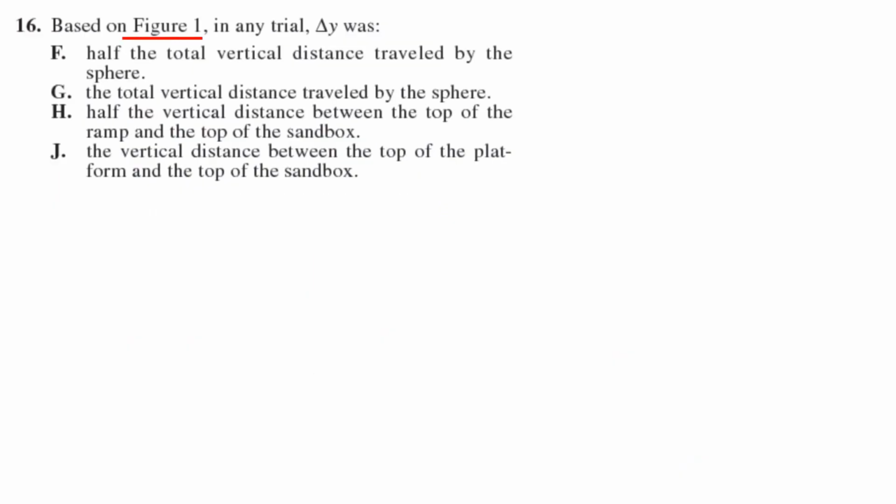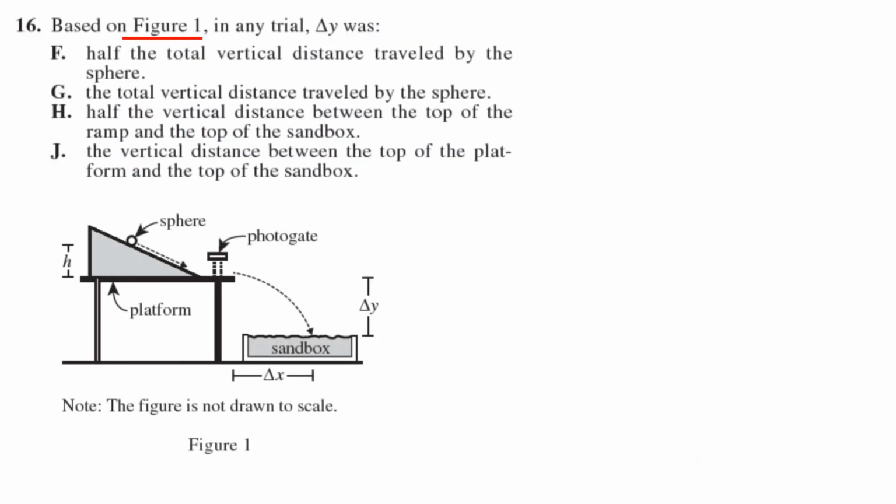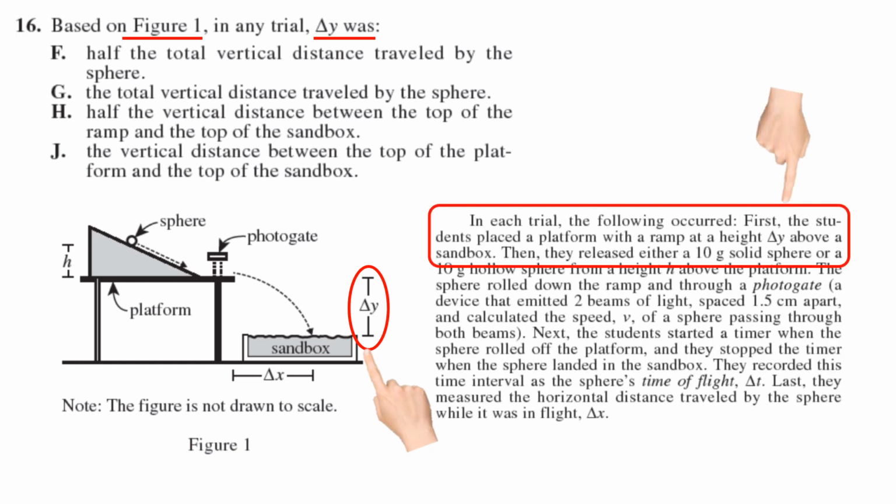Number 16, based on figure 1, in any trial, Y was. So what is Y? What does that represent? What does that stand for? And you may see it from the picture, or you may have to go to the reading, and it says the students placed a platform with a ramp at a height Y above a sandbox. So it's the distance between the sandbox and the platform, so J.